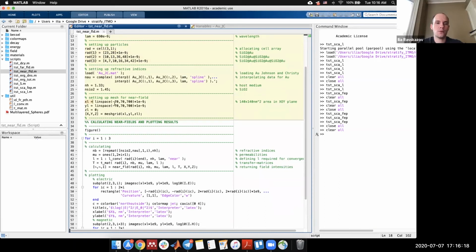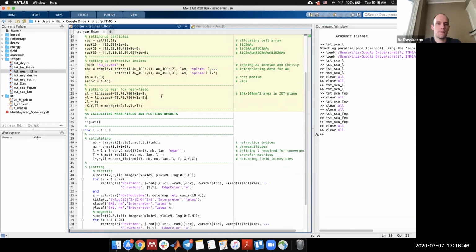So if I would like to calculate the near field distribution, I need to set up the plane where I would like to get these near fields. And for these particles, I'm setting up the mesh for X and Y coordinates from -70 to 70 nanometers, which is enough, provided that the particle is located at the center of the coordinate system and the maximum radius is 50 nanometers. So it's okay.